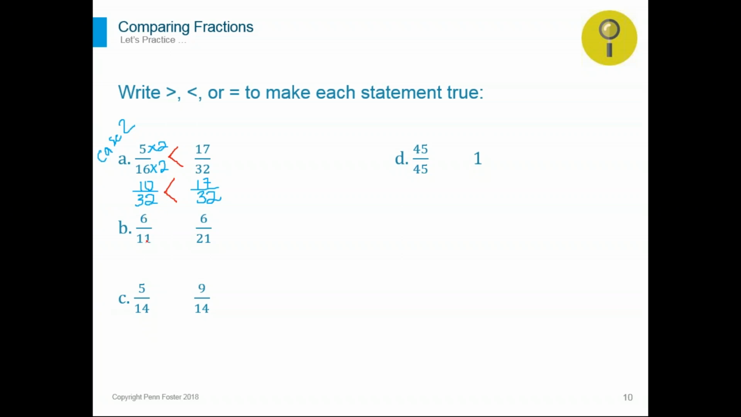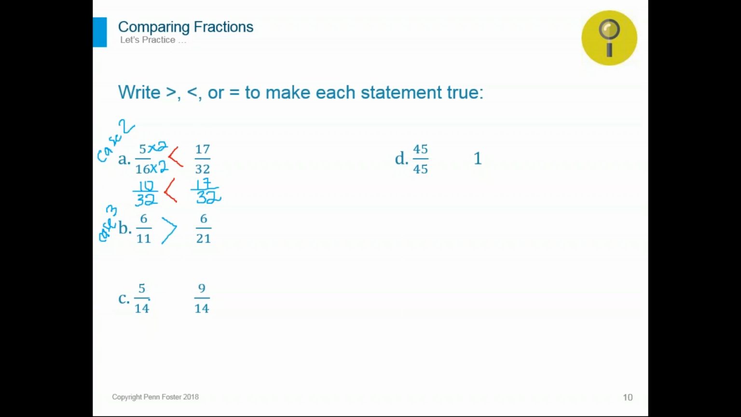Question B, 6 over 11 and 6 over 21. This is case number 3, where we had the same numerators and different denominators. And if you remember the pizza example, these are 6 large pieces and these are 6 tiny pieces. So we compare the denominators. The one that has the smaller denominator is the fraction with the larger value. So in that case, we would put the greater than sign in between the fractions.